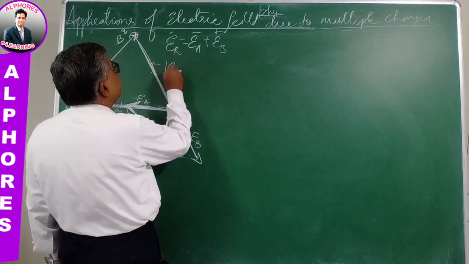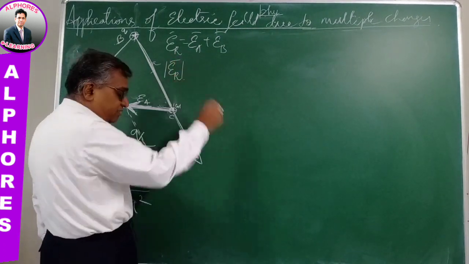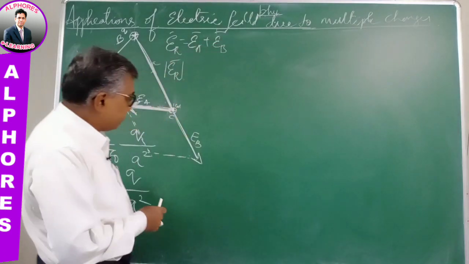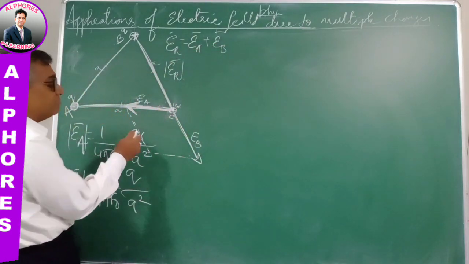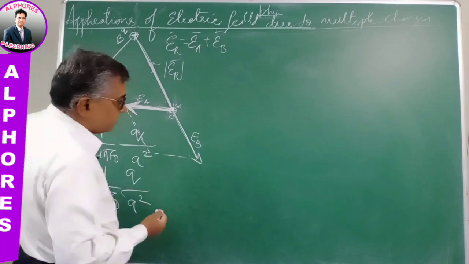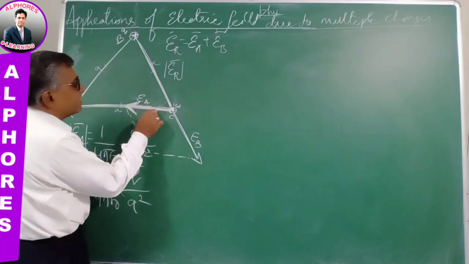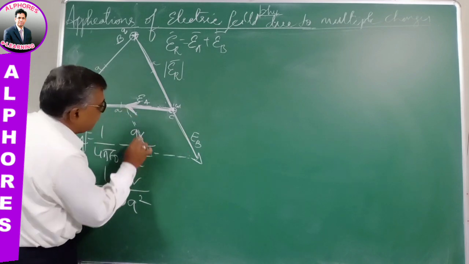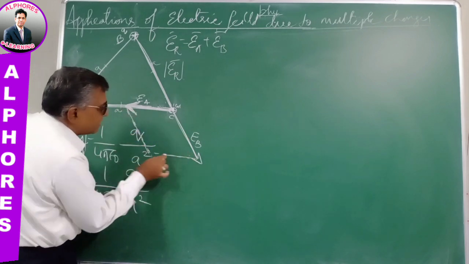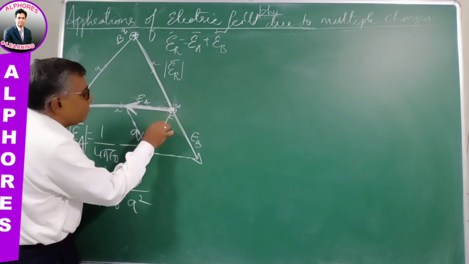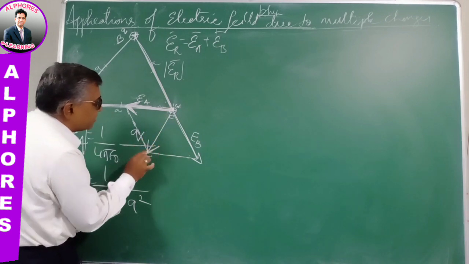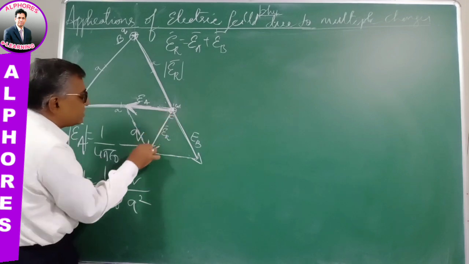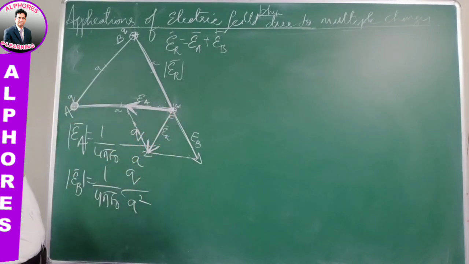We know the magnitude of the electric field. We know these 2 vectors form 2 sides of a parallelogram. You have to find the resultant by the parallelogram law of vectors. If I consider these 2 as the 2 adjacent sides of a parallelogram, completing the parallelogram like this, then the diagonal passing through the point of intersection gives the resultant vector.